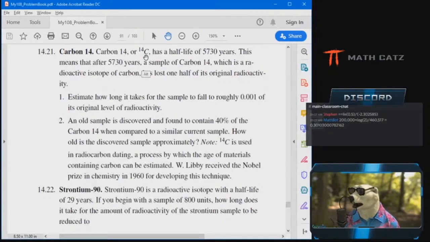Carbon-14 has a half-life of approximately 5,730 years. That's longer. This means that after 5,730 years, a sample of carbon-14, which is a radioactive isotope of carbon, has lost 1/2 of its original radioactivity. That's what half-life means. So it just takes a very long time. So it's very stable. Estimate how long it takes for the sample to fall to roughly 0.001 of its original level of radioactivity.